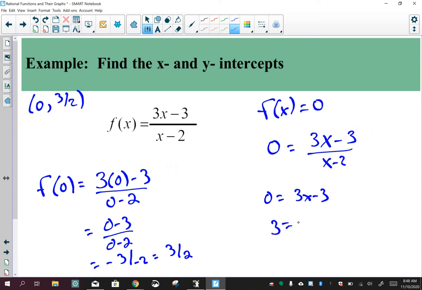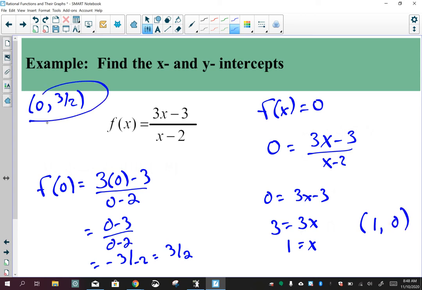Move my 3 over and divide. So I have an x-intercept at x equals 1. Okay? So that means when I'm at 1, my y is 0.